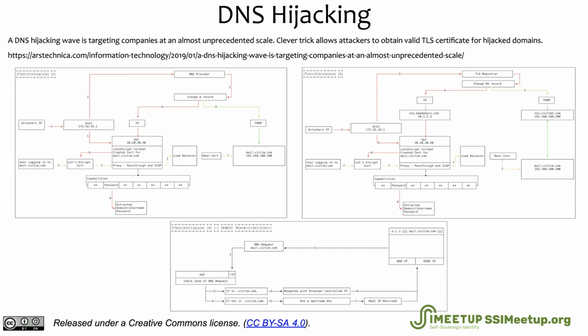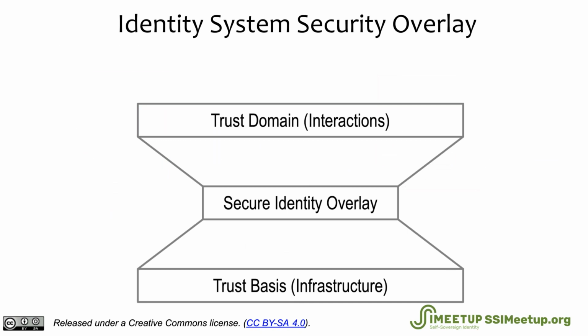Anytime you have an identifier where the binding between the key pair and the identifier is asserted by an administrator or administrative entity, the security is dependent on the infrastructure of that administrator, policies, how the administrator runs their system, and those are all subject to various types of exploit. So what that means is that when you're building identity systems, you have a secure identity overlay that's based on some trust basis, and in most cases, it's some form of infrastructure.